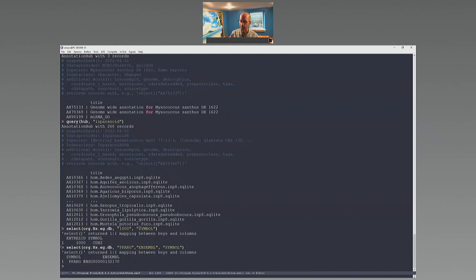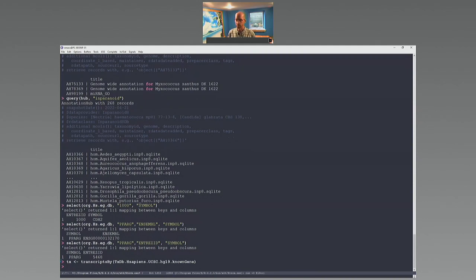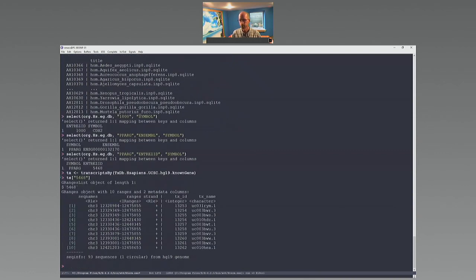So we already know PPAR gamma has this Ensembl gene ID, right? So if we also do this, we can get the Entrez gene ID for that as well, right? So if we get the transcripts by gene and then subset that, for this gene 5468, which we know is PPAR gamma, we know that there's 10 transcripts according to UCSC, and this is where they are. They're all on chromosome 3, they're all pretty close to each other, right?